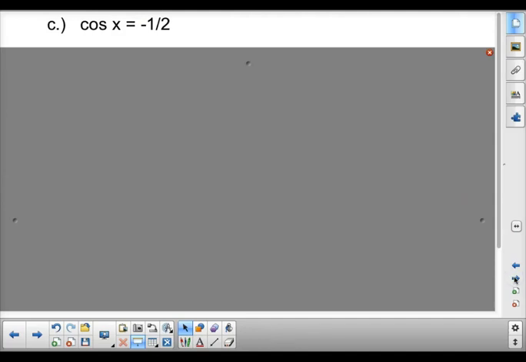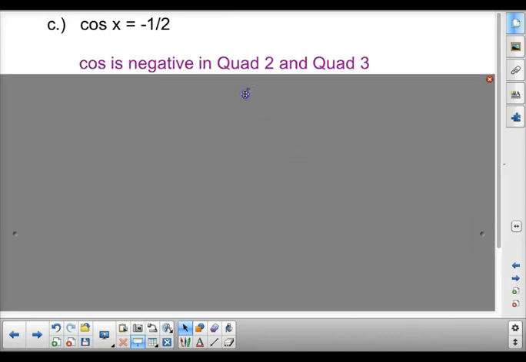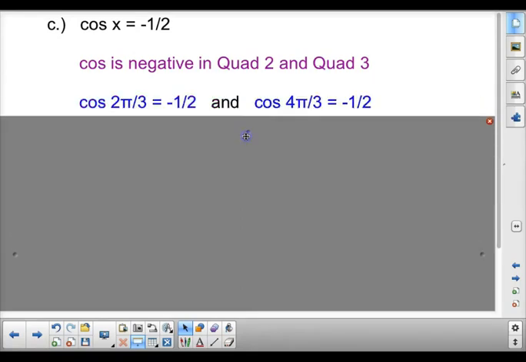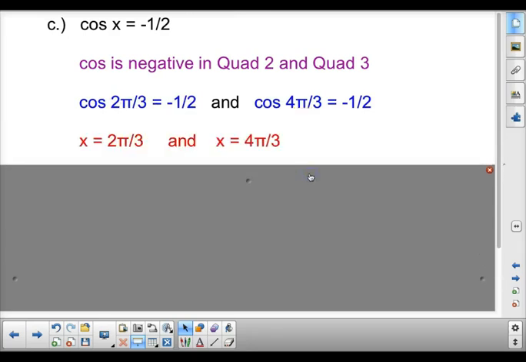Why don't you pause and try this one? I'm still looking for all the solutions from 0 to 2 pi. I know that the cosine is negative in quadrants 2 and 3, so I look for the angles in 2 and 3 that would have a cosine of negative 1/2. And I know the cosine of 2 pi over 3 is negative 1/2, and I know the cosine of 4 pi over 3 is negative 1/2. Therefore, my solutions are x is equal to 2 pi over 3 and x is equal to 4 pi over 3.